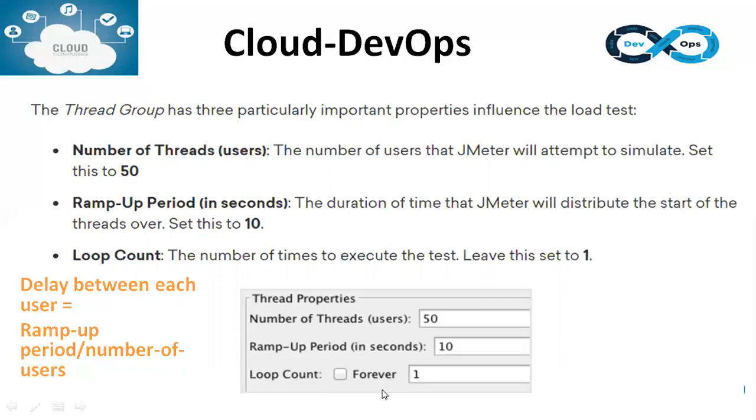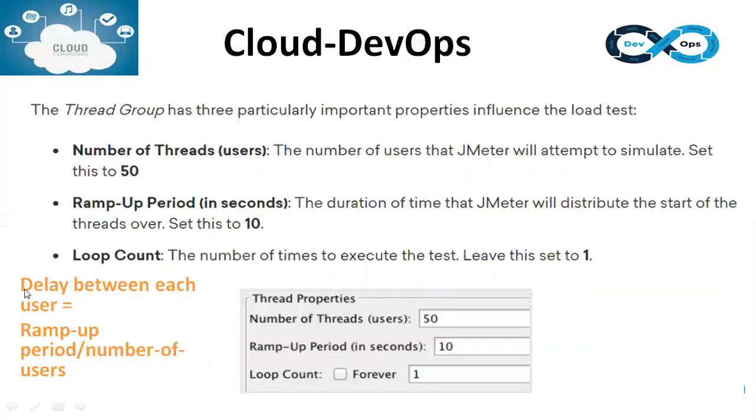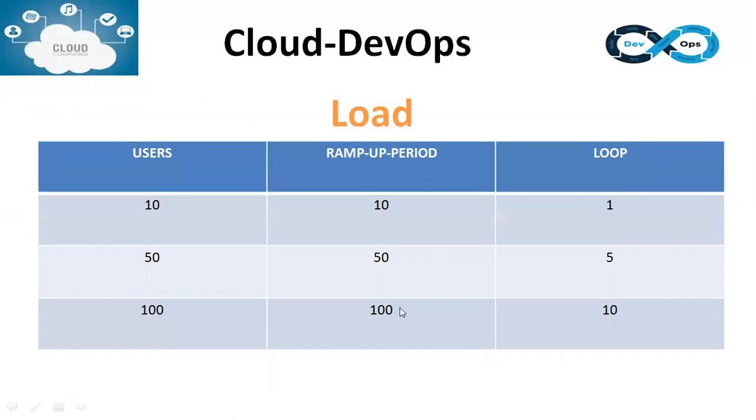Loop count means how many times this performance test has to be repeated. Don't worry about the terminologies, you will come to know with some practice. The important thing is the delay between each user request is equal to ramp up period divided by number of users. That means 10 by 50. That means half a second each user will get, or below that.